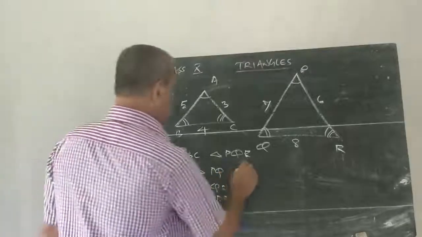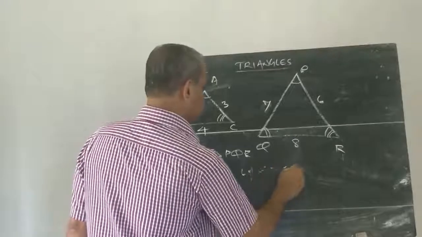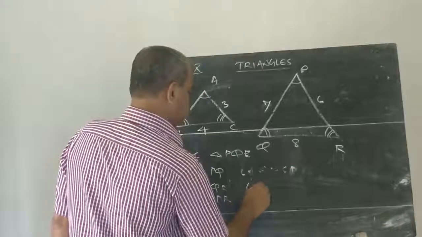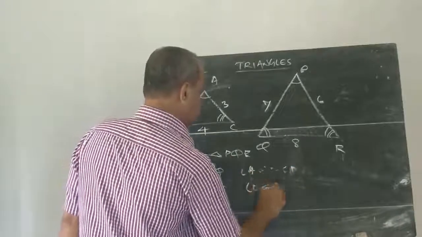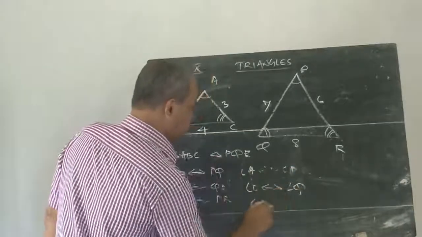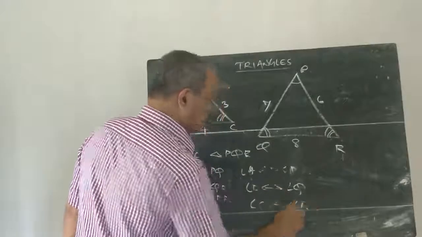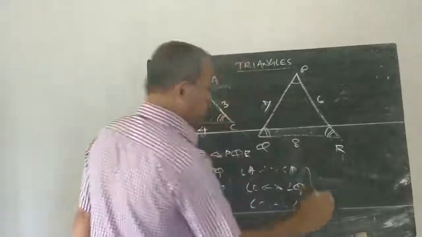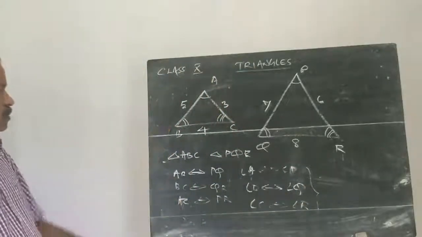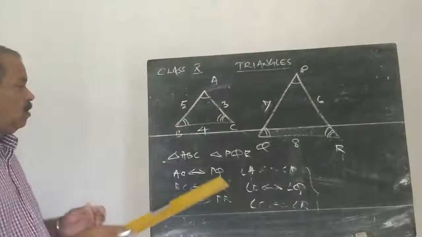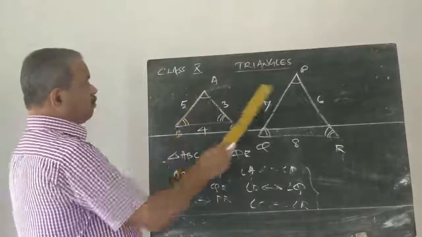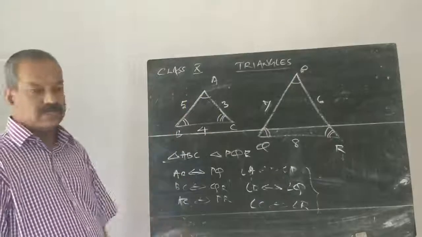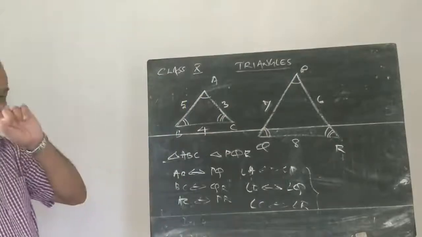Angle A corresponds to angle P. Angle B corresponds to angle Q. Angle C corresponds to angle R. Compare this. All the corresponding angles are equal. What about the corresponding sides? Are they equal? No, because here AB equals 5, PQ is equal to 7. Are they proportional or in the same ratio?